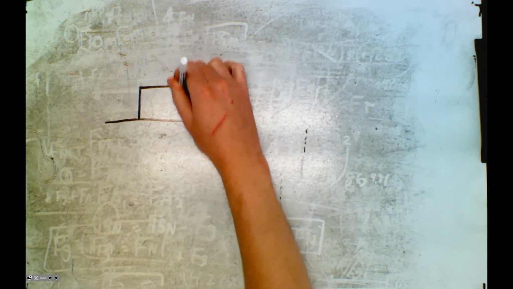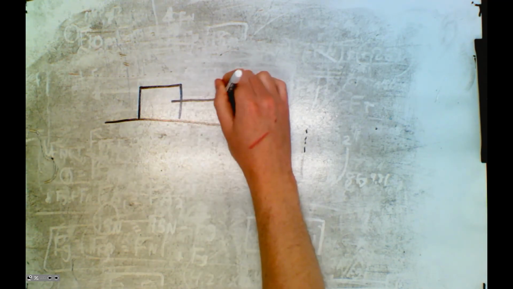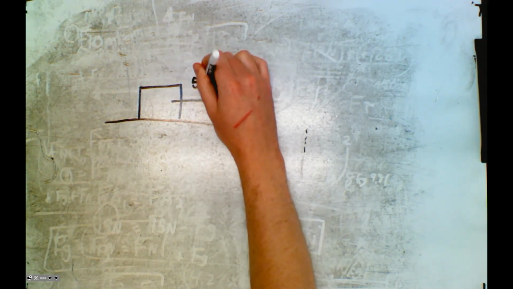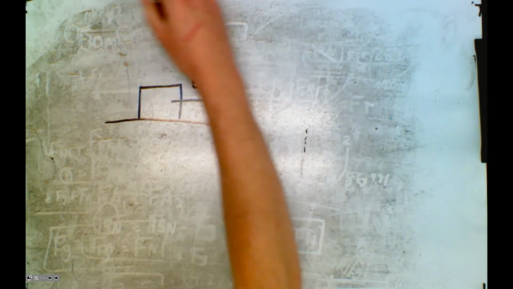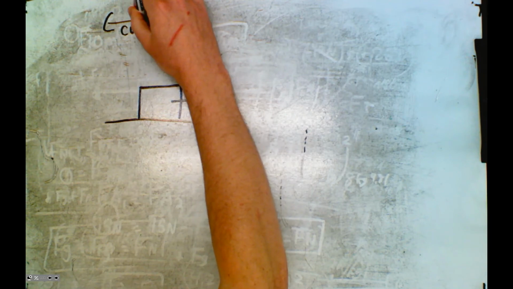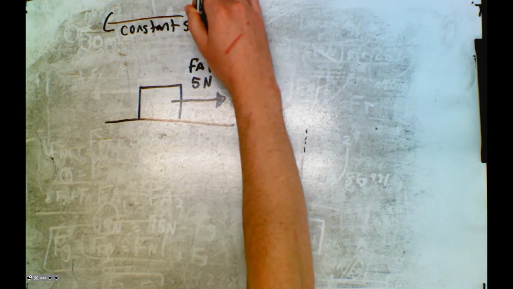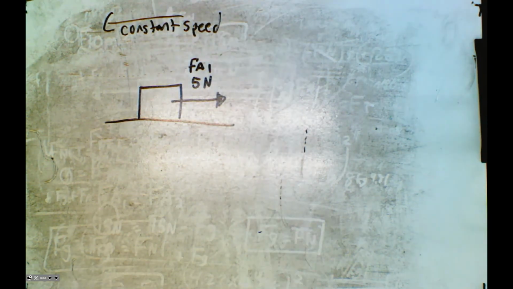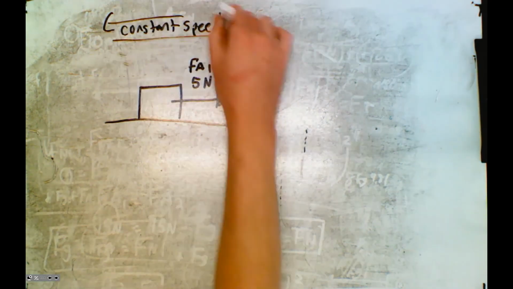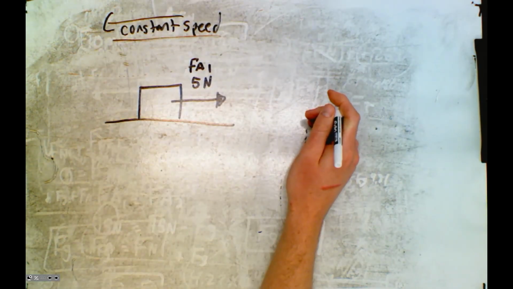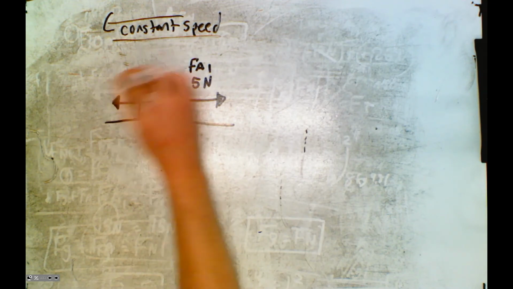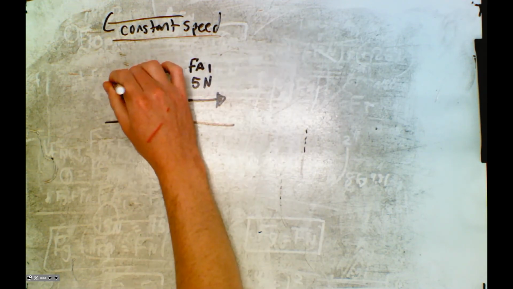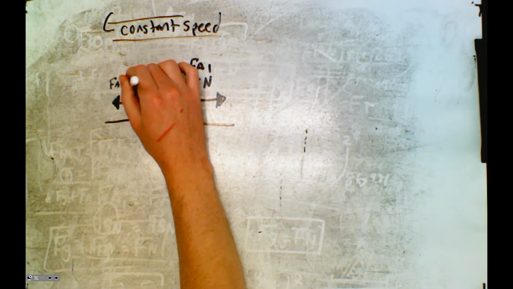We have an object, and it says that force applied 1 is 5 newtons to the right. It says that it's moving at a constant speed to the left. If we're moving at a constant speed, it means that our FNet is equal to 0. The only way to make it 0 is if I make force applied 2 5 newtons, right?